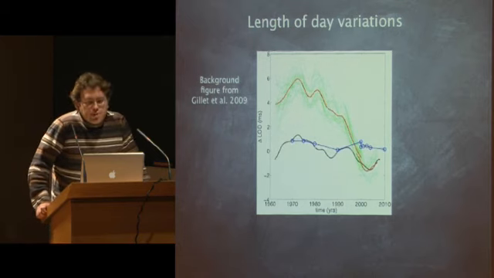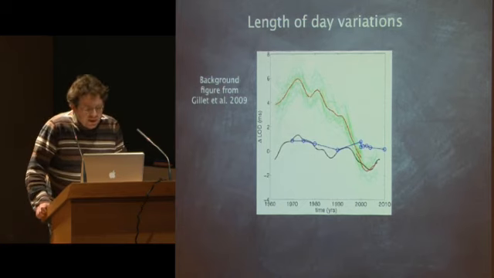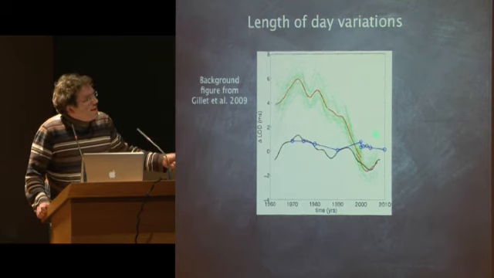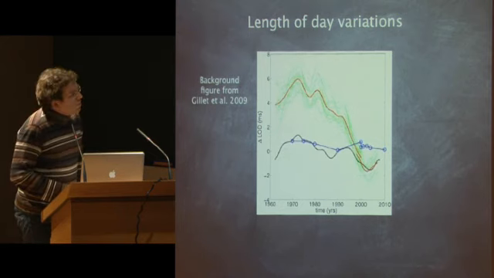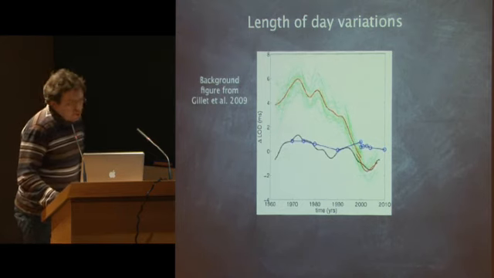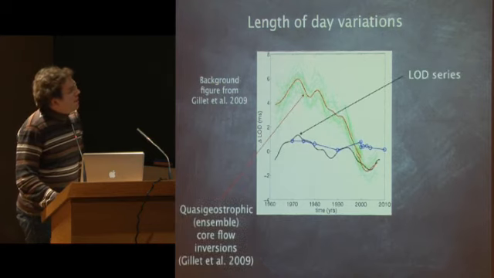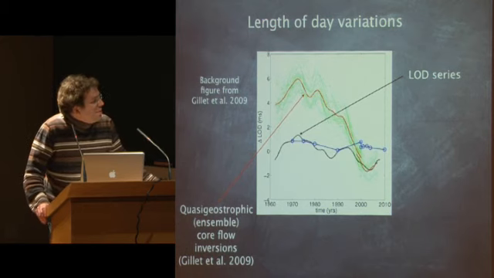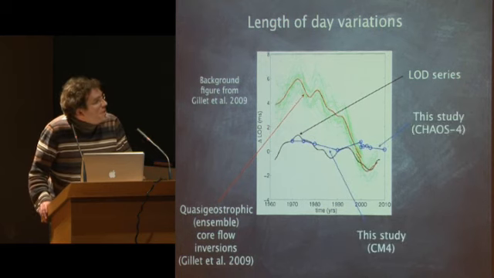Based on these flows, you can compute how much the length of day has varied over time in order to see whether you can fit the length of day signal that is thought to arise from the core motion. So there are three curves here, the LOD series, then the quasi-geostrophic inversions, this is from a study of Nicolas Gillet and co-workers, and what we get from these inversions.